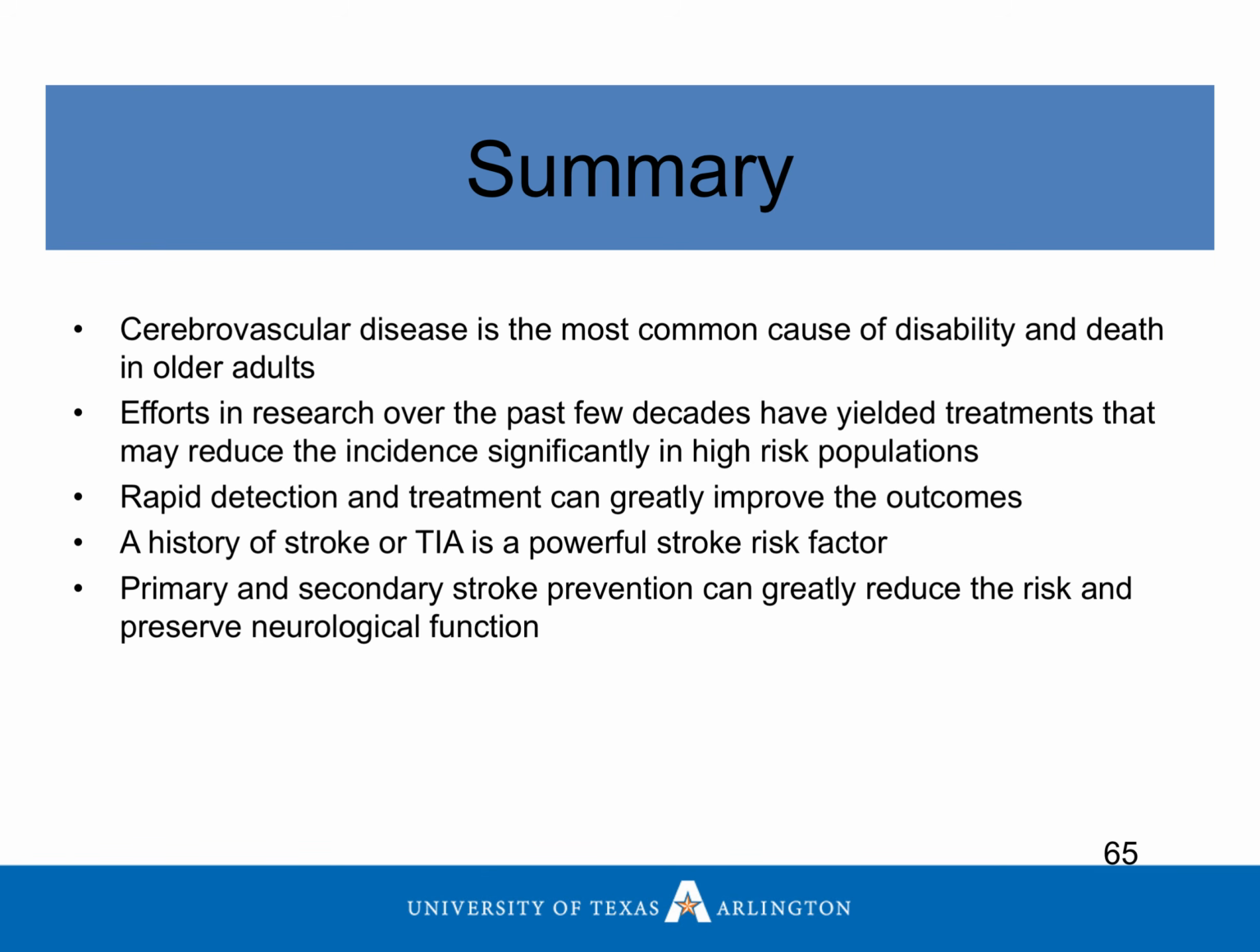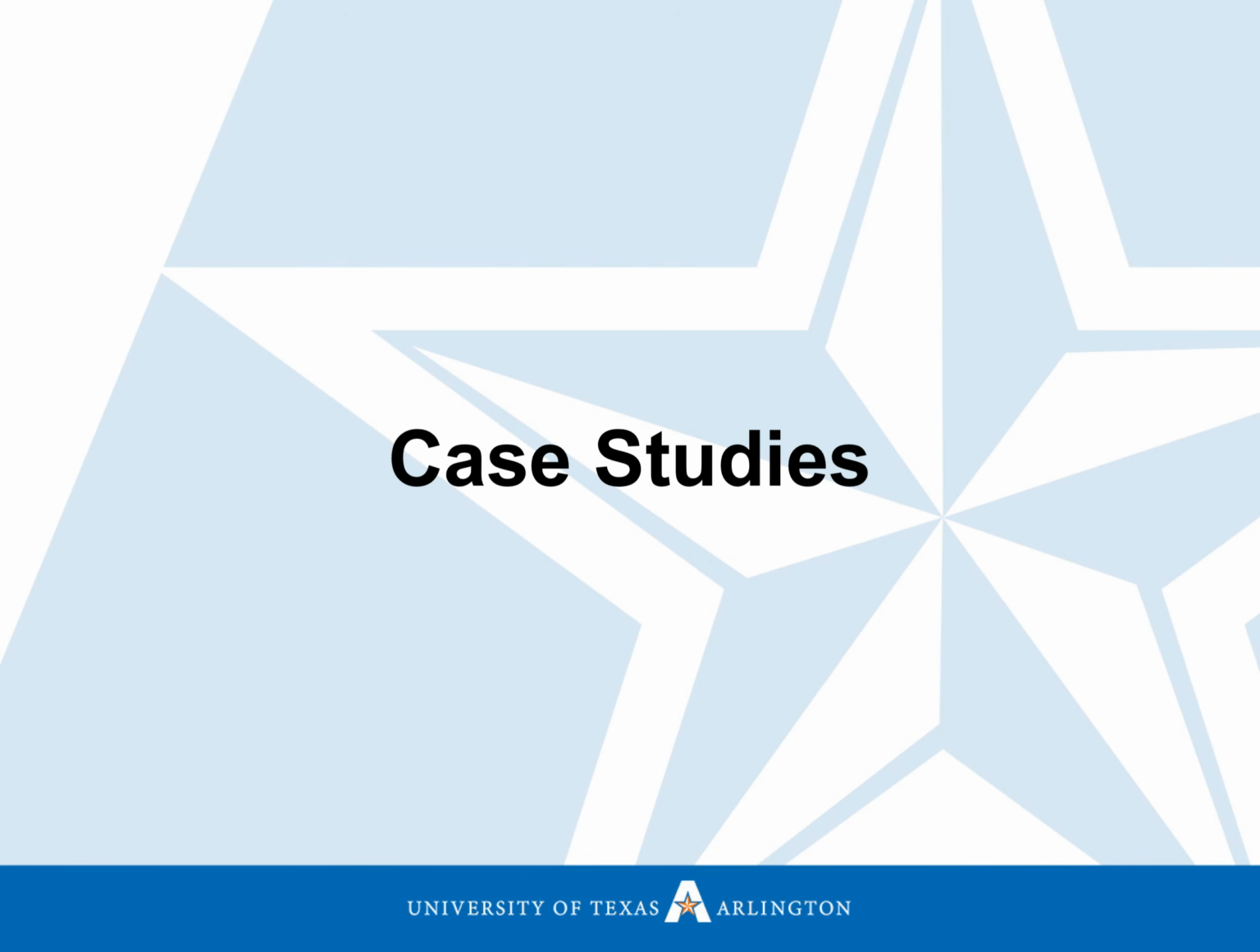Efforts in research over the past few decades have yielded treatments that may reduce the incidence significantly in high-risk populations. Rapid detection and treatment can greatly improve the outcomes. A history of stroke or TIA is a powerful stroke risk factor, and primary and secondary stroke prevention can greatly reduce the risk and preserve neurological function.